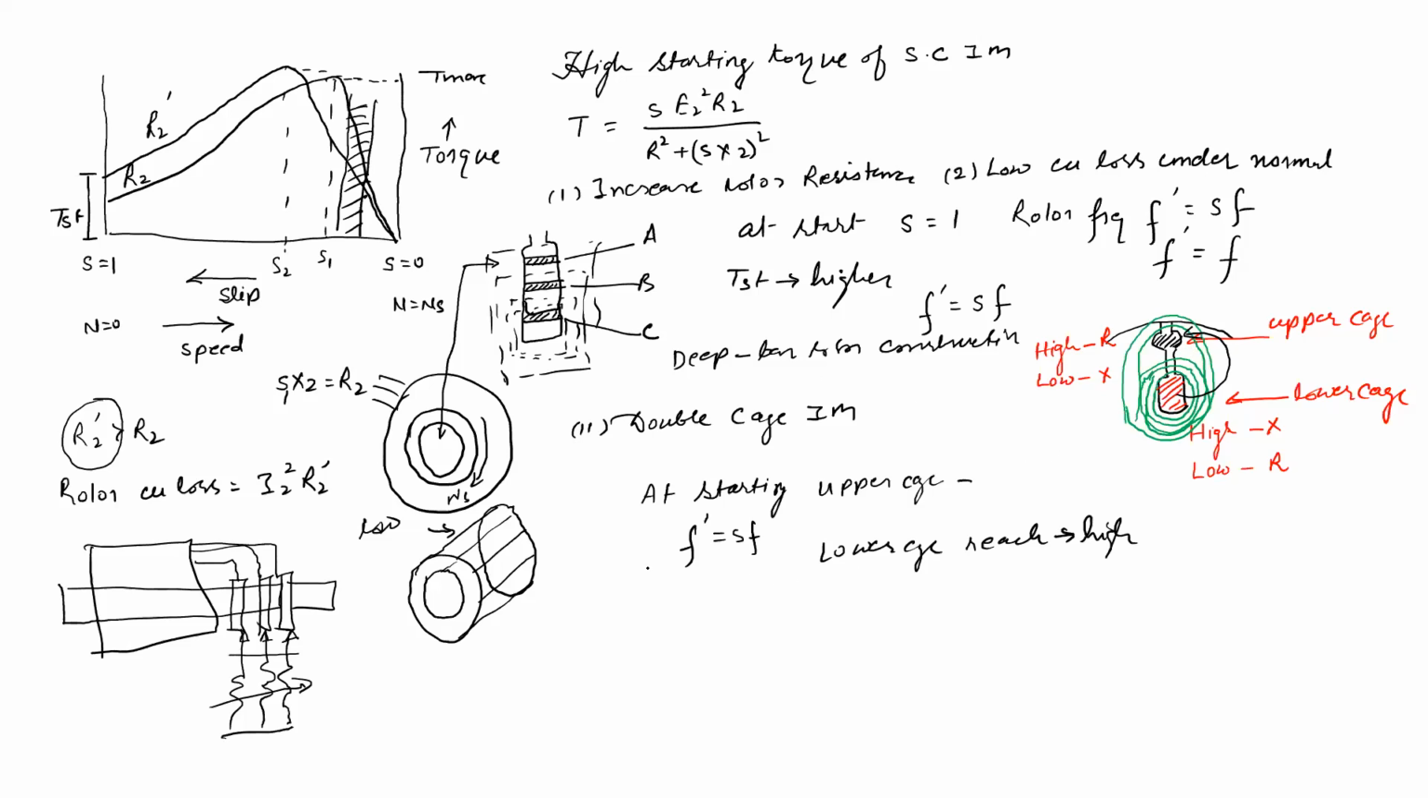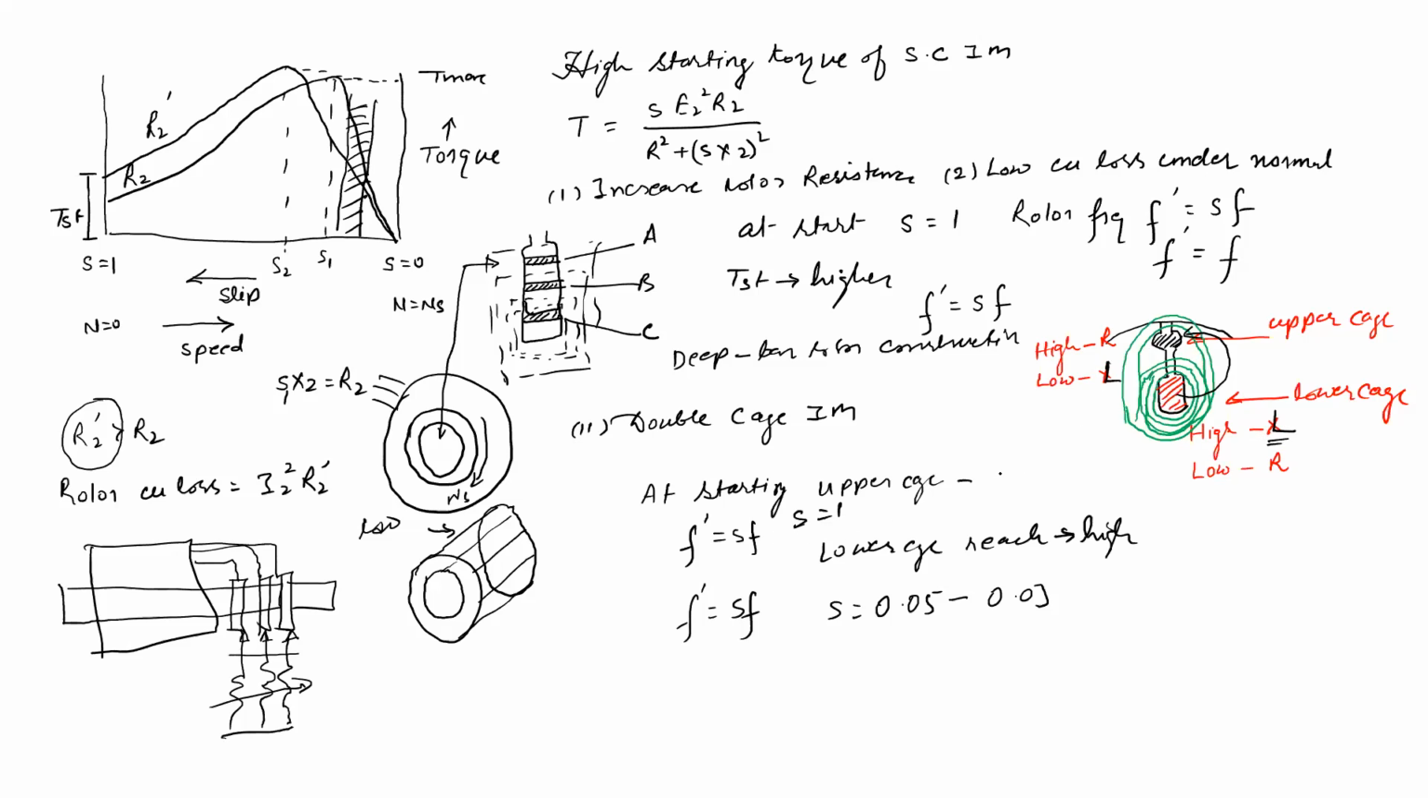Once the motor picks up speed, the rotor frequency is equal to s into f, where s is equal to 1 at the time of starting, and s is say 0.05 or 0.03 when running. Under such condition, the lower cage, with its high value of reactance, we will call it inductance, offers the low reactance part. Are you getting it? Here the frequency is higher. First case, slip is equal to 1.